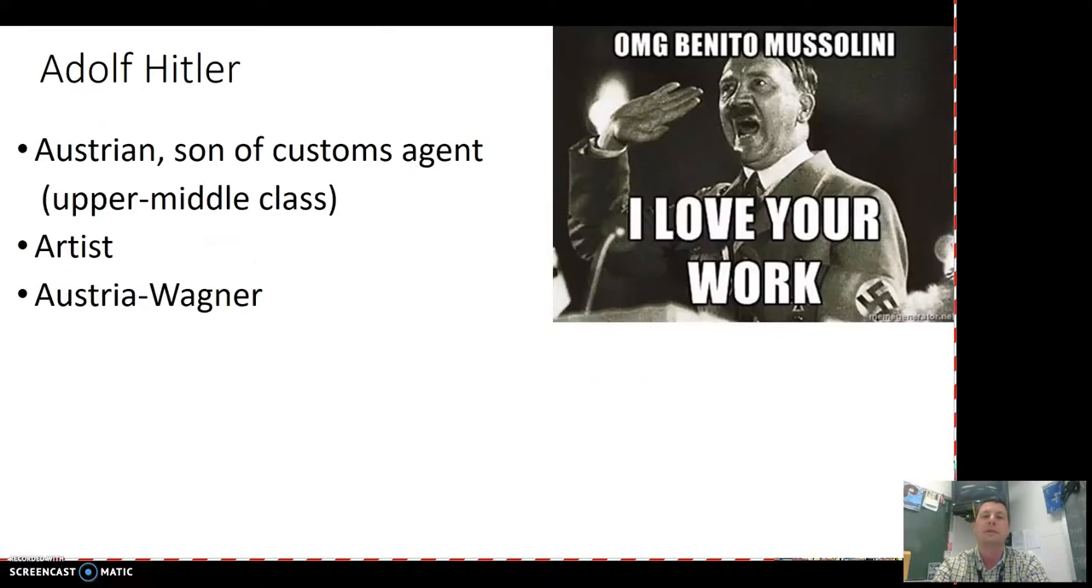And that's where Adolf Hitler comes in. He's an Austrian, son of a customs agent, grows up in this upper middle class, a failed artist, as we'll see. He goes to Vienna on a kind of journey to find himself, not being accepted by the school, the Art Academy of Vienna. He gets really into Wagner, and the ideas of nationalism really start to play a role in his life.